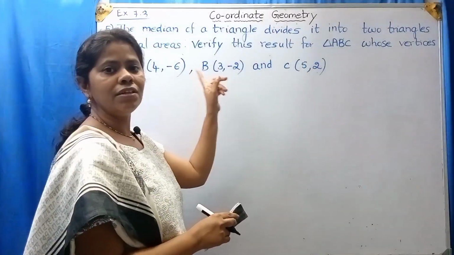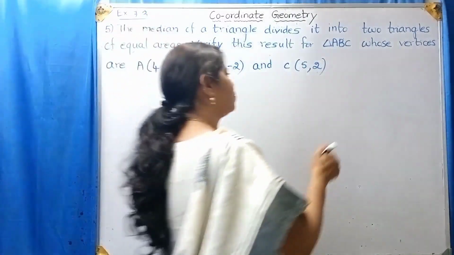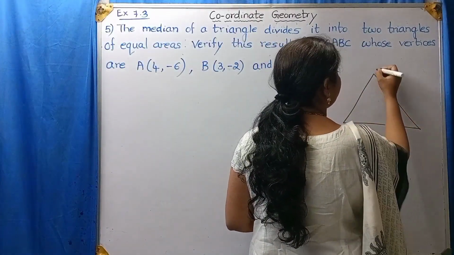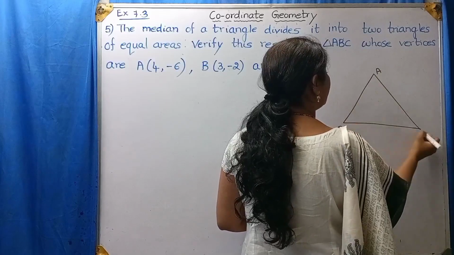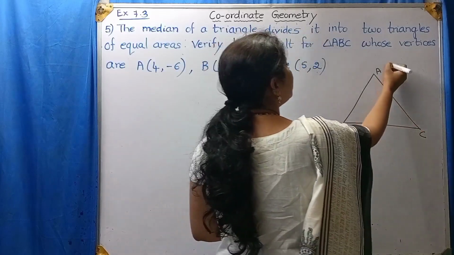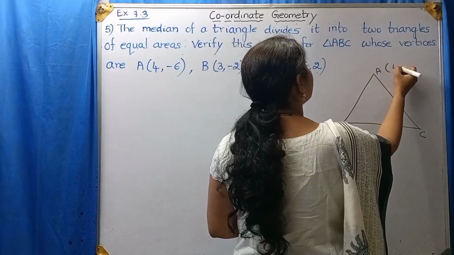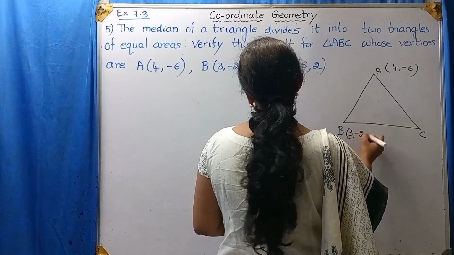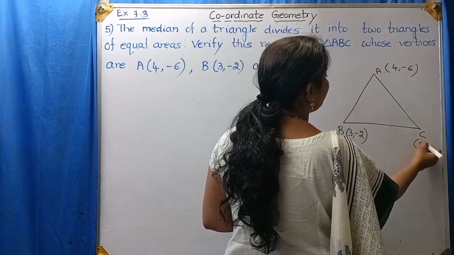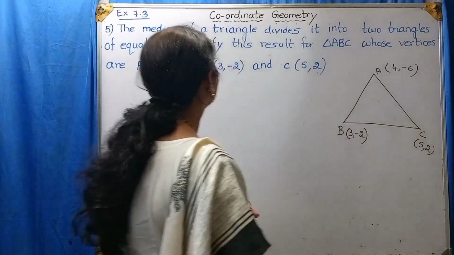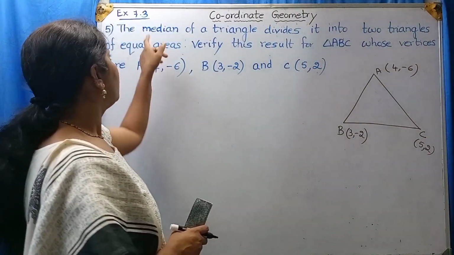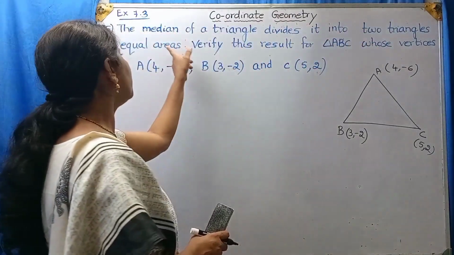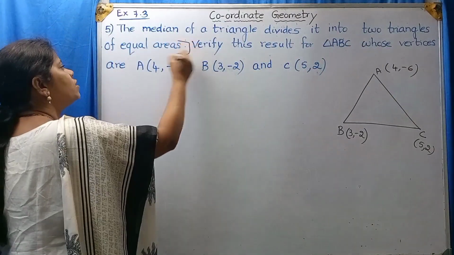See here, in the question they have given the triangle ABC. The coordinate of A is (4, -6), the coordinate of B is (3, -2) and the coordinate of C is (5, 2). What we have to prove? The median of a triangle divides it into two triangles of equal areas. We have to prove this one.